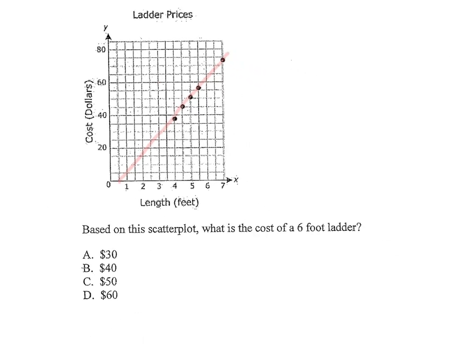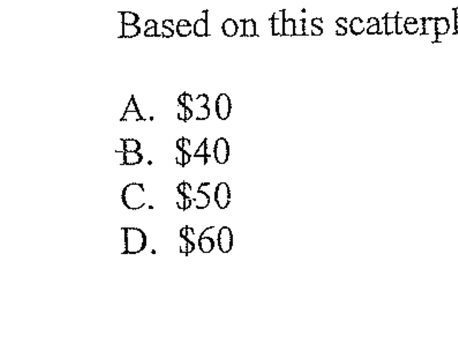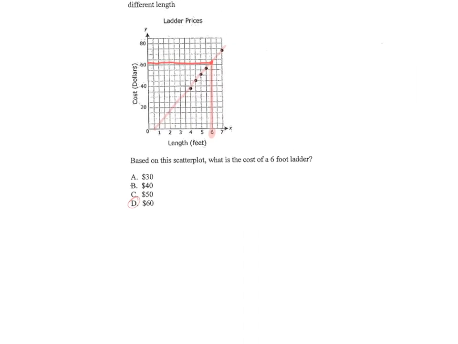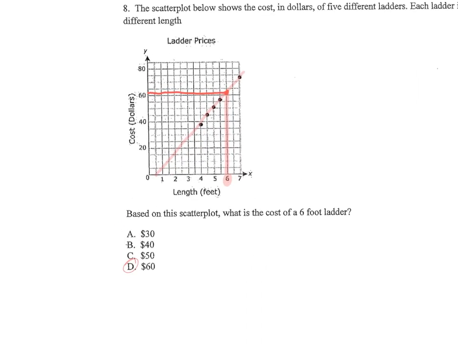So it wants to know the cost for a 6-foot ladder. So here's my 6-foot ladder. If I go straight up, we hit right about here. So my cost looks like it's going to be, I don't know, the way I'm looking at this, probably a little over $60. Well, unfortunately, the only answer choice that we have that's anywhere close to it is $60. So the cost of a 6-foot ladder has got to be around $60.